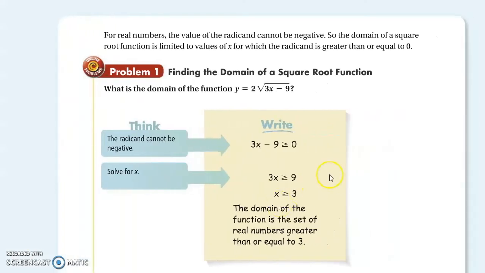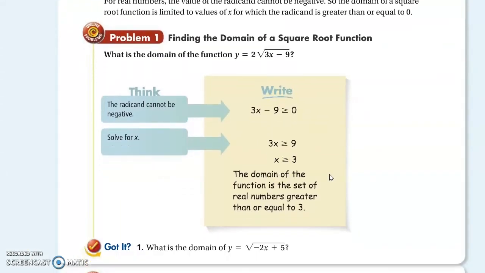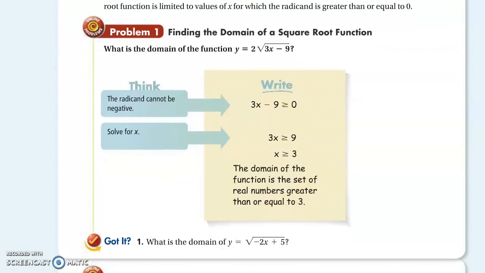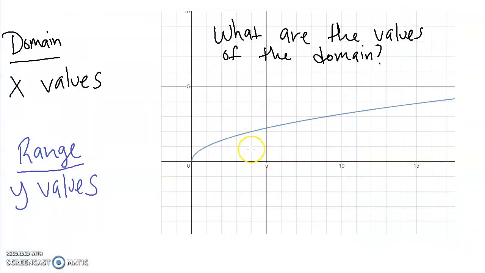All right. Now let's go ahead and talk about how to find the domain of a square root function. Now here is a graph of our parent function, y is equal to the square root of x. Now, we want to go ahead and figure out what are the values of the domain of this function. If you remember, domain referred to the x values of the graph, and the range referred to the y values of the graph. So what are the values of the domain?